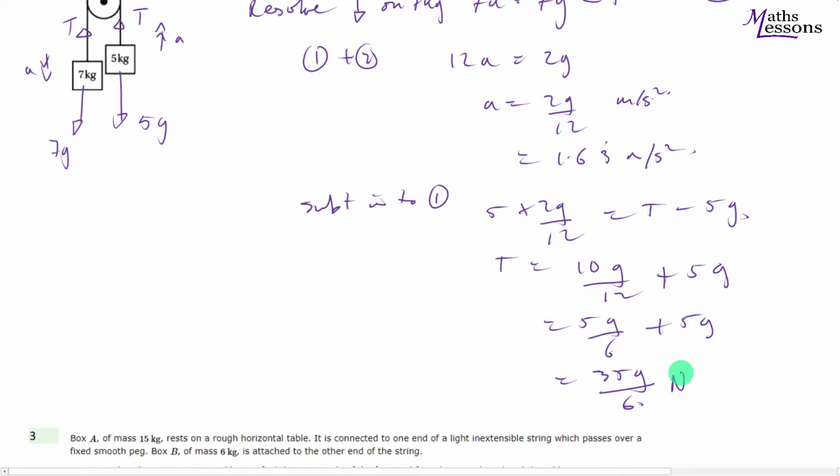And if we work that out, just grab a calculator. 35 times 9.8 divided by 6 gives me 57.16.